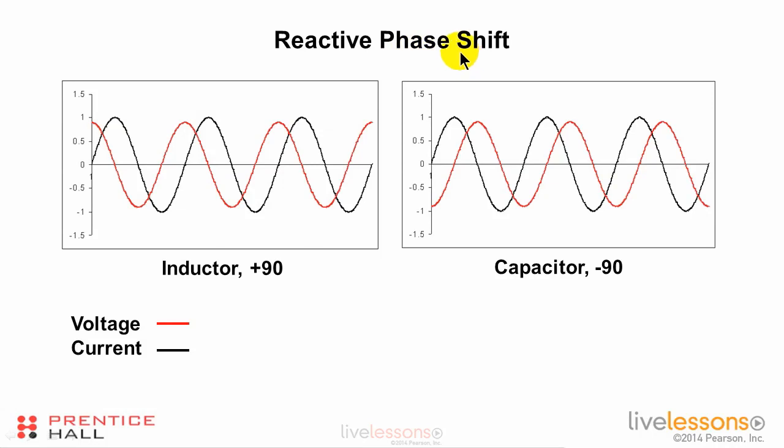Reactive phase shift is 90 degrees. Reactive phase shift is what we get with inductors and capacitors. If the red curve is voltage and the black curve is current, then for an inductor, the voltage curve is peaking 90 degrees before the current curve does. So voltage leads current by 90 degrees. For a capacitor, the voltage curve lags the current curve by 90 degrees. It peaks 90 degrees later. Its trough is 90 degrees later. It crosses the axis 90 degrees later.